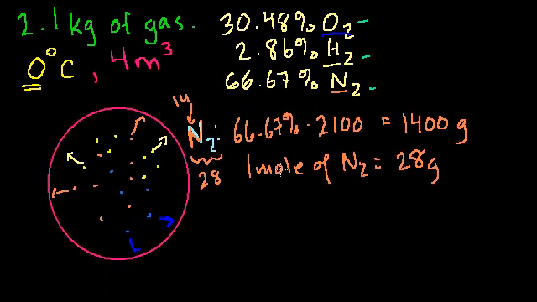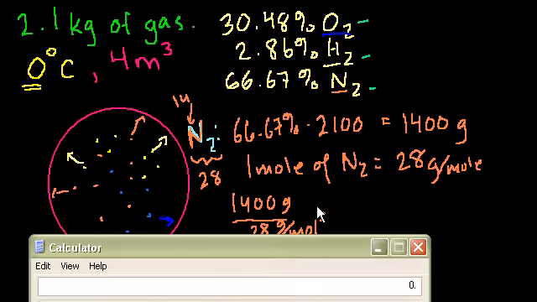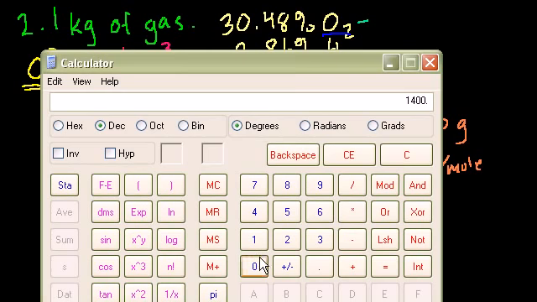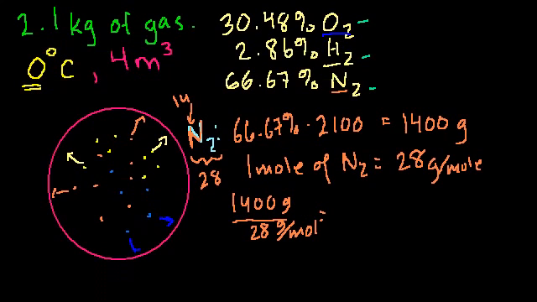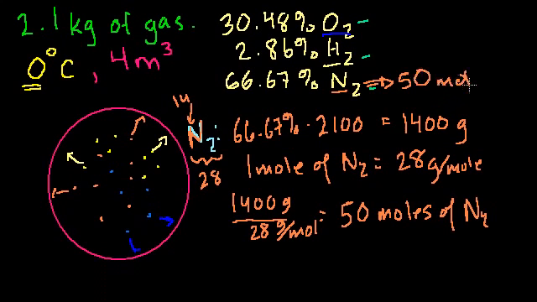So 1 mole is 28 grams, or we say grams per mole. We have 1,400 grams. So if we want to keep our units right, 1,400 total grams divided by 28 grams per mole should give us the number of moles. 1,400 divided by 28 is equal to 50. That worked out nicely. So we have 50 moles of N2. All right, let's do oxygen next.